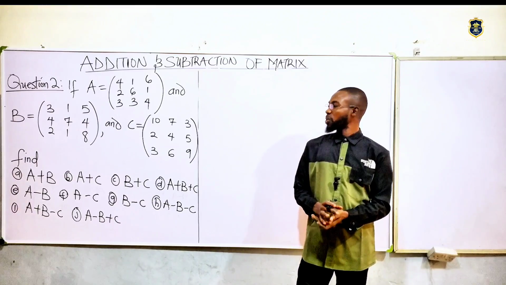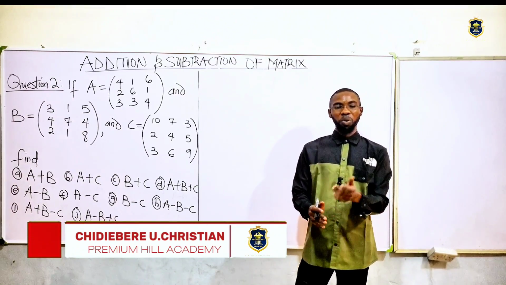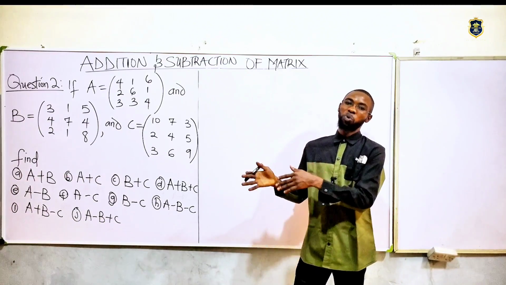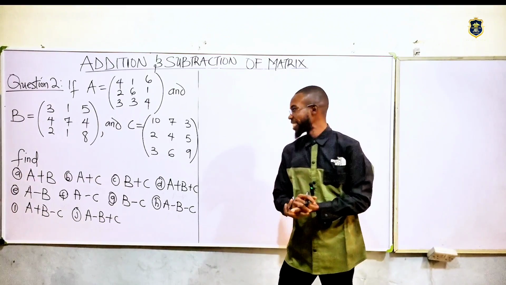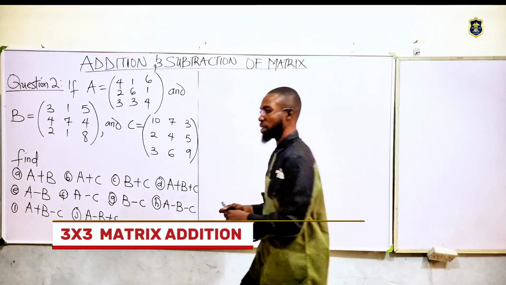Welcome guys. Let's look at how we can perform the same operation on 3x3 matrices. In the former class we did it for 2x2 matrices, and now let's look at how we can do this for 3x3 matrices. In question 1 number A, it says we should find the value of A plus B.